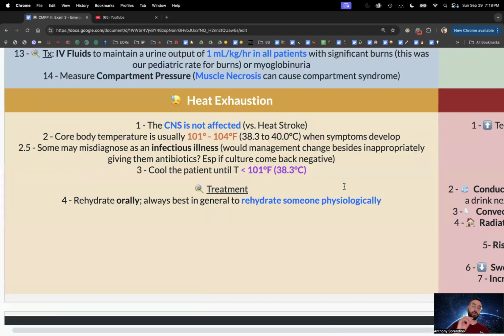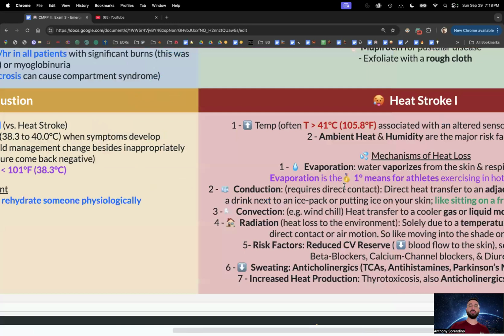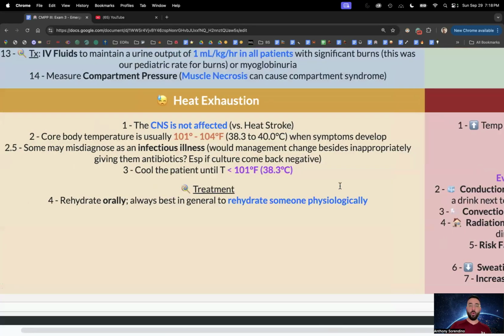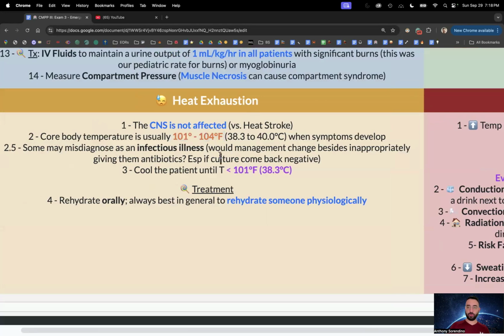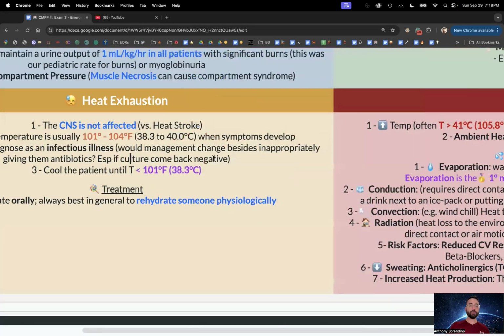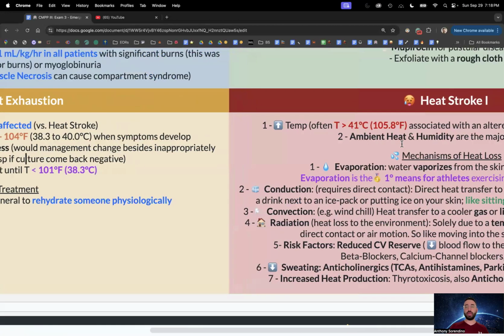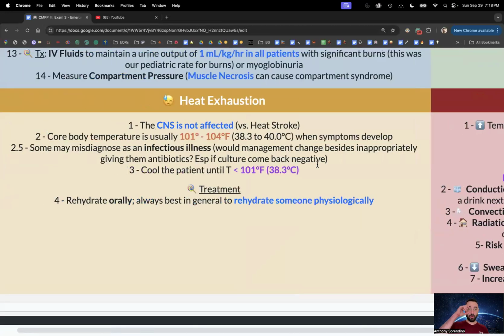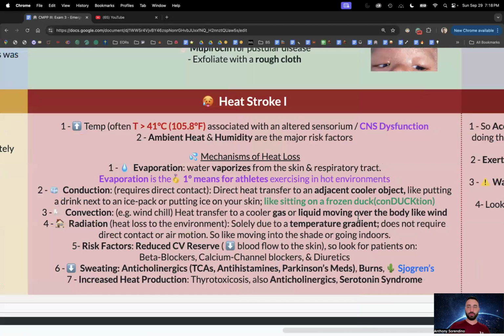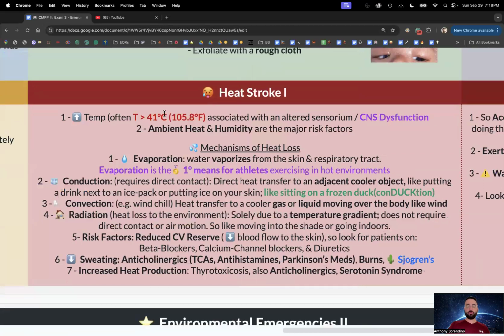Heat exhaustion. The big difference between heat exhaustion and heat stroke is that the central nervous system is not affected. 101 to 104 is our threshold here for heat exhaustion. Once we get over 41 Celsius, so 105 Fahrenheit or 105.8, we get into heat stroke territory. We want to cool the patient. The best way to always rehydrate somebody is orally, so PO. Heat stroke, again 41 or 105, is what's going to put you into this altered sensorium or CNS dysfunction.